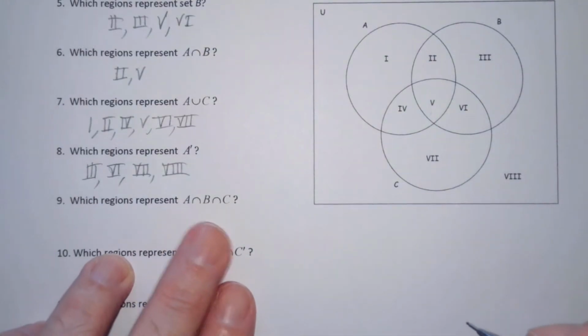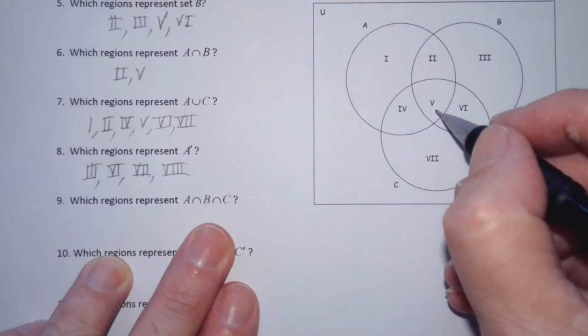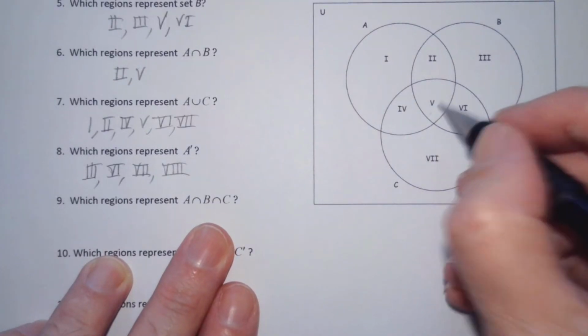A intersect B intersect C, that's basically what the 3 circles have in common. That's only going to be region 5.